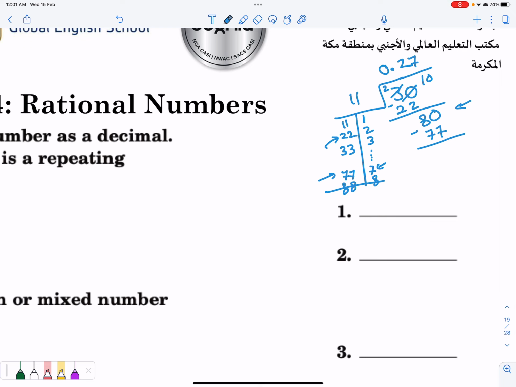0 minus 7, you can't do it. You will borrow from the 8, so it will be 7. So here 10. 10 minus 7 is 3, and of course 7 minus 7 is just 0. So 3 divided by 11, you cannot do it, you will add a 0. 30, okay, so we're back to the 30. Can you see this is repeating? So 30 divided by 11, you can use the 22 again, because 33 is greater. So again 2, subtract, you will get 8. You can't do it, you will add 0. 80 divided by 11, you will get 77. From the 7 and subtract again 3, and so on.